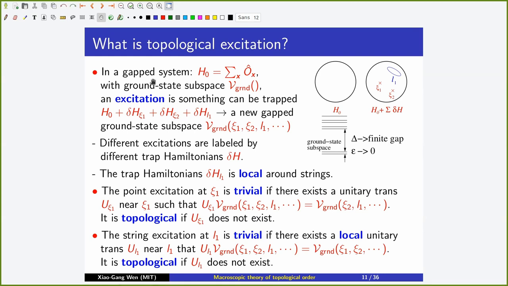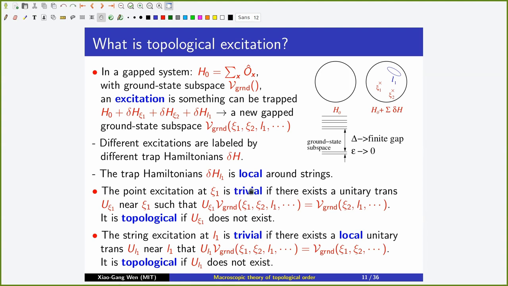And so usually when we say we have an anyon, we don't mean a trap Hamiltonian. So there's an equivalence class. If this trap has an electron, and then you change the trap a little bit, if it's still one electron there, we say they are the same excitation, the same type. So next, we have to define when two trap Hamiltonians are equivalent. If two trap Hamiltonians are equivalent, we say these two traps describe the same excitation. So that defines the type of excitation.